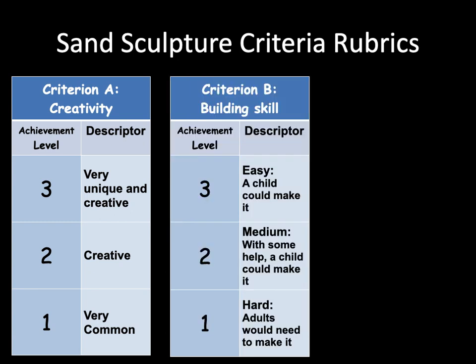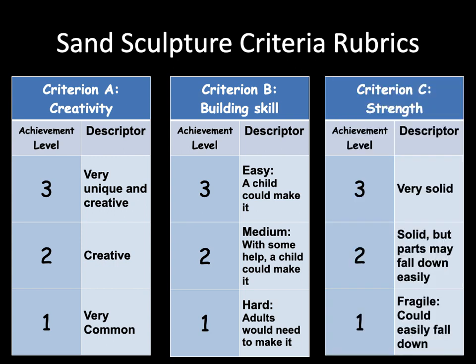We also have building skill. Level 3 is so easy a child could make it. Level 2, it's medium. It means with help a child could make it. And number 1 would be very hard. Only adults could make it. And by the way, if you haven't noticed, 3 is our highest criteria band and 1 is our lowest. And then for strength, 3 is very solid, 2 is solid but parts may fall down easily, and 1 is fragile. It could easily fall down.